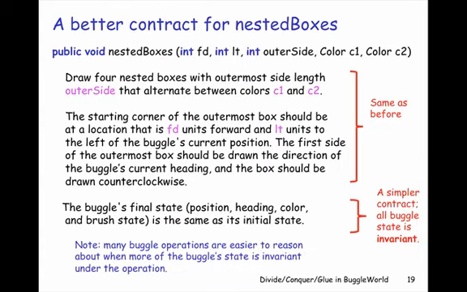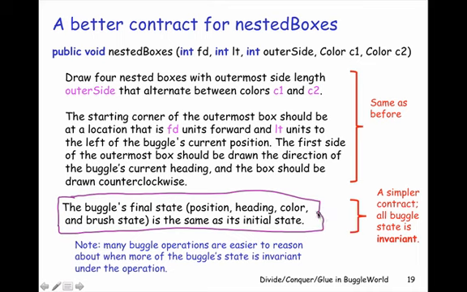Okay. We're going to conclude now by talking about a slightly different contract for the nested boxes method. So this is different than the contract we looked at earlier, and it differs in the following spot. Before we said that it would leave the buggle's brush down and it would change the color of the buggle to be color C2. And it turns out that that was easy because in the particular way that we implemented it, the last thing that we drew was in color C2, which left the buggle with color C2, and we did a jump, and a jump leaves the buggle's brush down, and so that was convenient to specify.